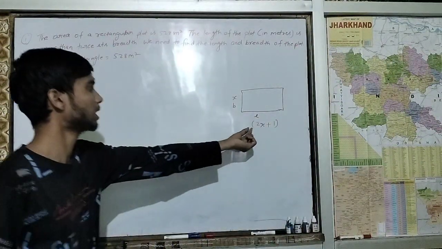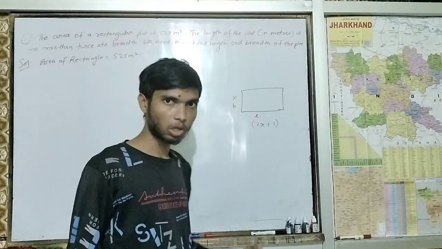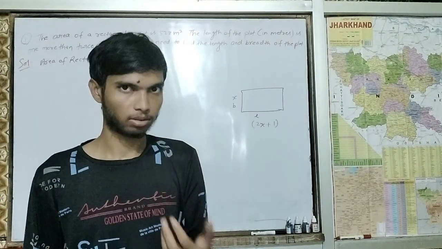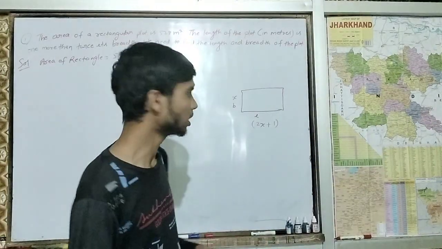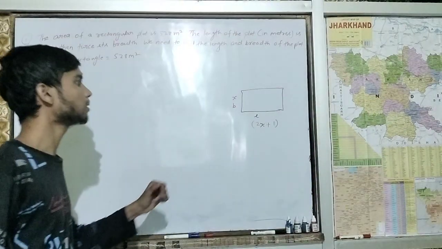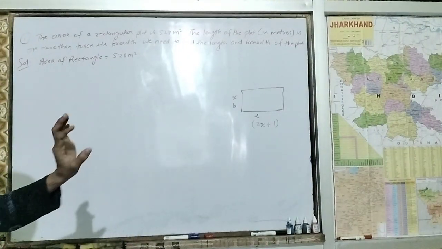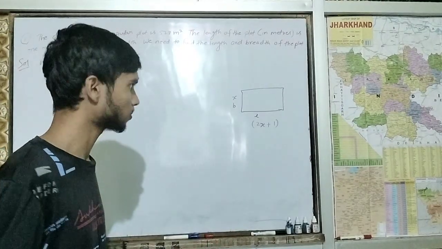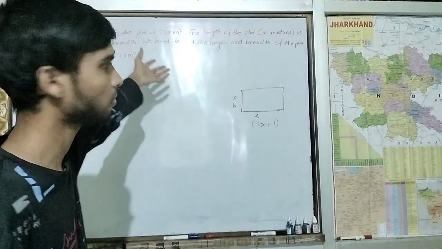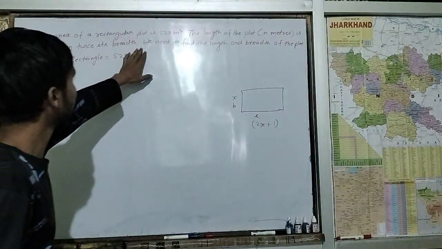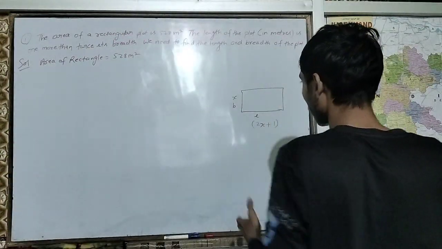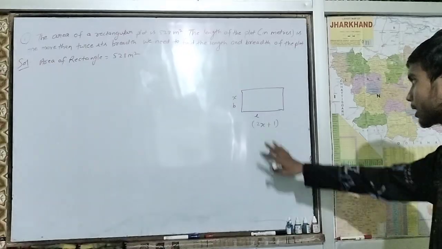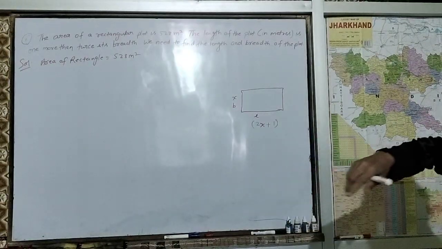This is complete. It is a length, but as we know that this is not the exact measure of the length. It is a linear equation. B, we are considering B as x and L as 2x plus 1 according to this question. Till here we are clear. We need to find the length and breadth of the plot because this is x and this is 2x plus 1.